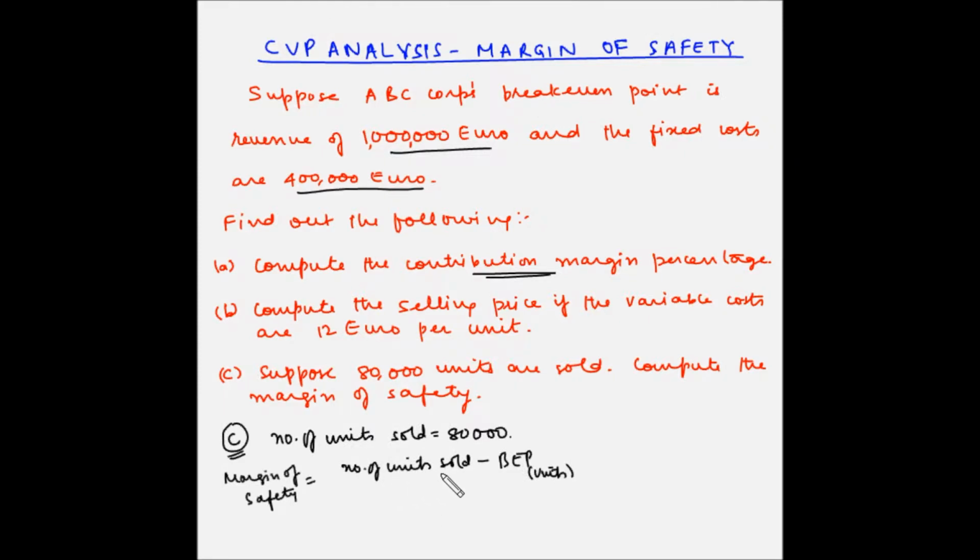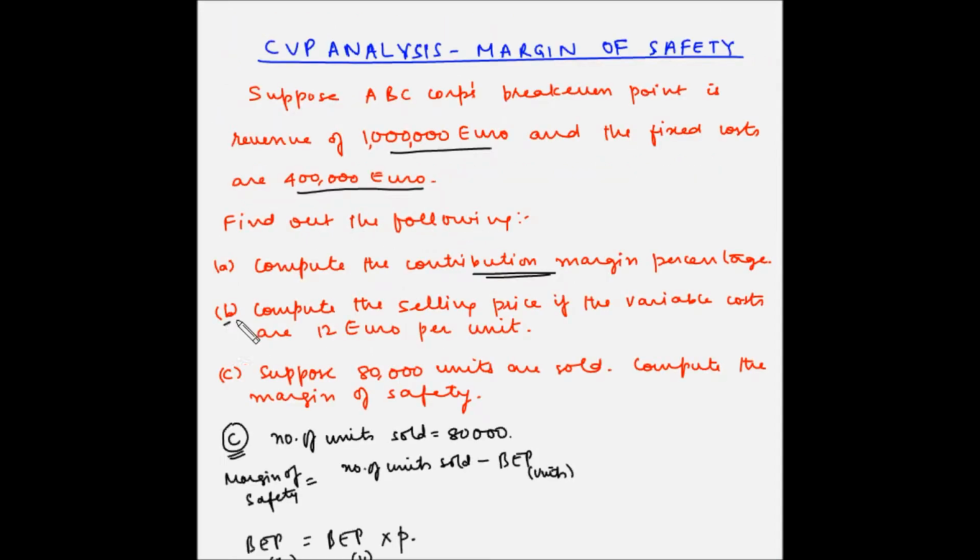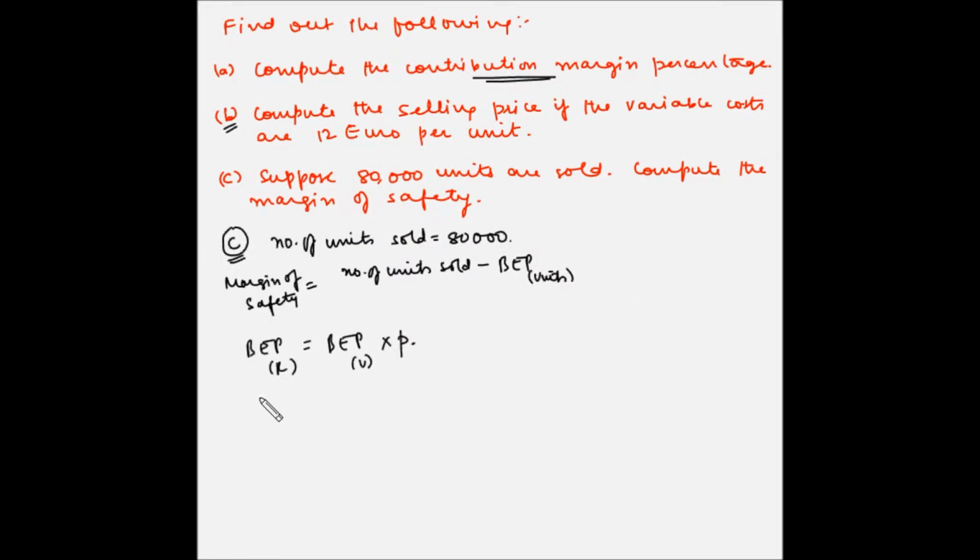Now we know the number of units sold. We don't know the break-even point in terms of units. However, we know the break-even point in terms of revenue. And we know that the break-even point in terms of revenue is nothing but the break-even point in terms of units multiplied by the unit selling price. Now we know the break-even point in terms of revenue, and we also know the unit selling price because we found it as part of step B. So with this we can find out the break-even point in terms of units.